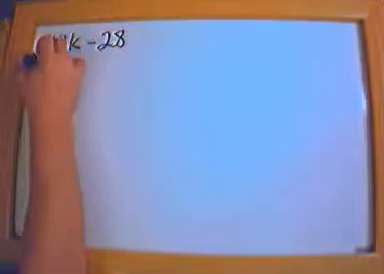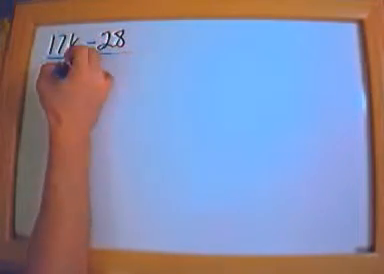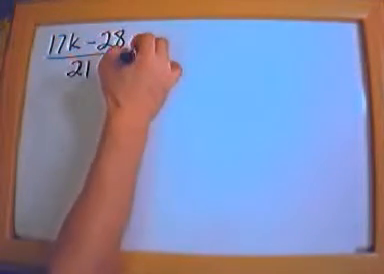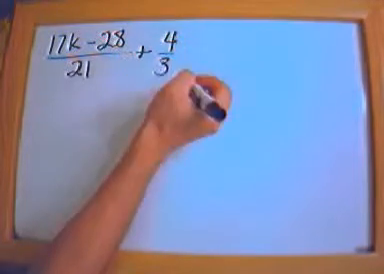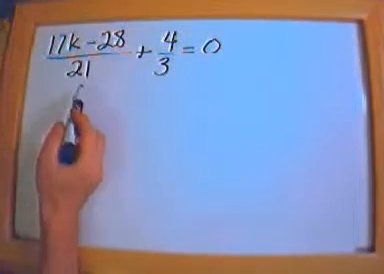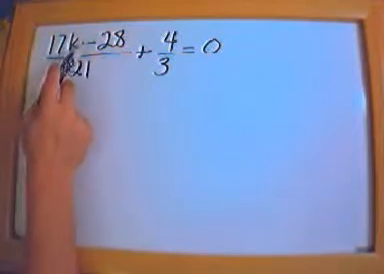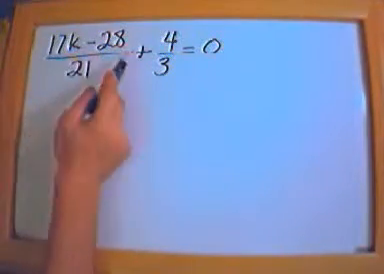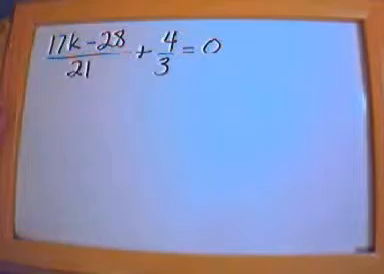Let's say we have, getting a little bit more complicated, (17k minus 28) over 21 plus 4/3 equals 0. Now again, the goal is to isolate this guy. So you've got 17 times k, then you subtract 28, then you divide by 21, then you add 4/3. So we need to go in reverse order.